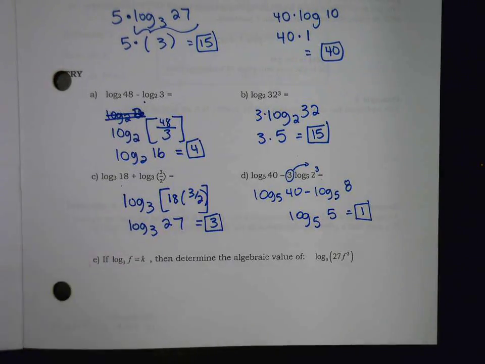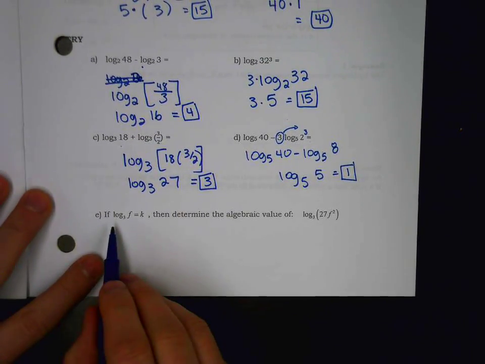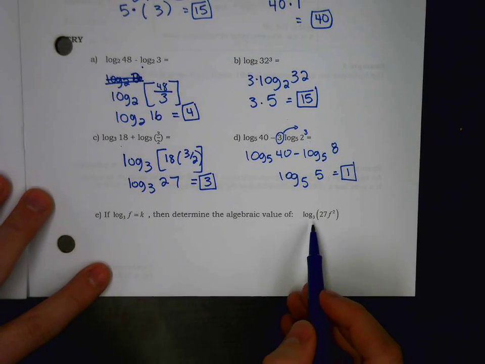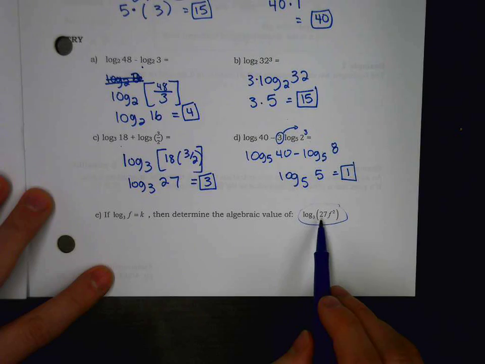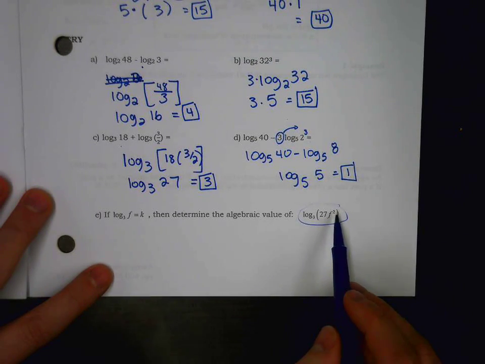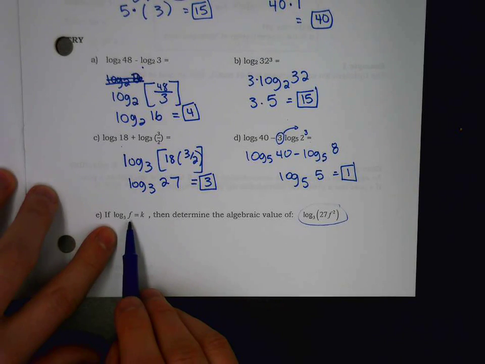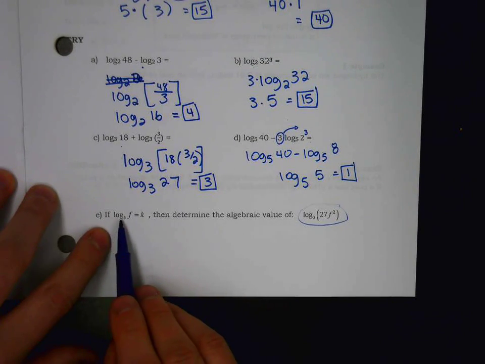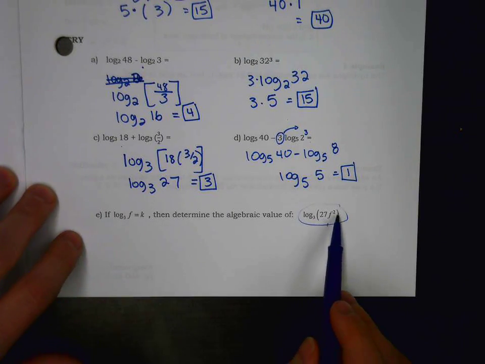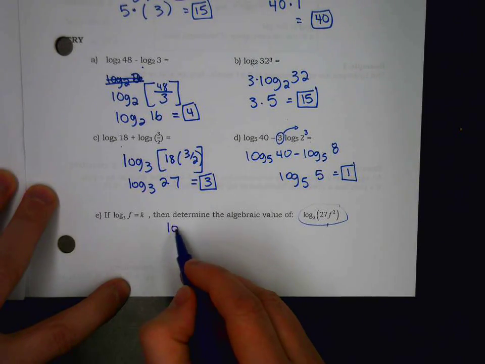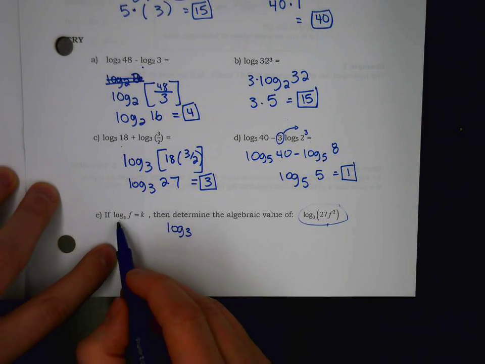And for a very, very last one, another conceptual question which makes you think a little bit deeply. It gives us some information and asks us to determine a value of something kind of strange. Log base 3 of 27f squared. What is the value of that? Well, the only information we have is what log base 3 of f is.